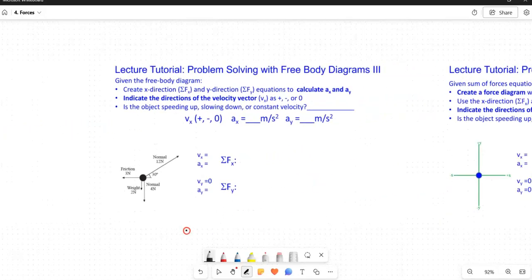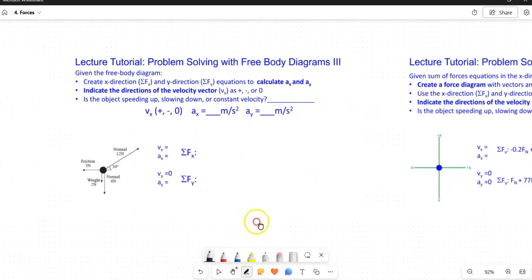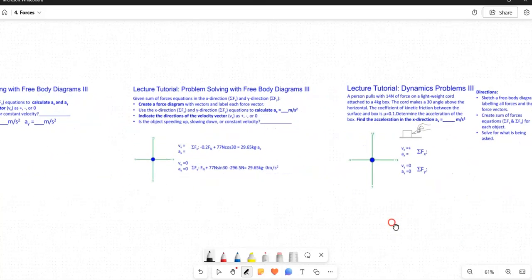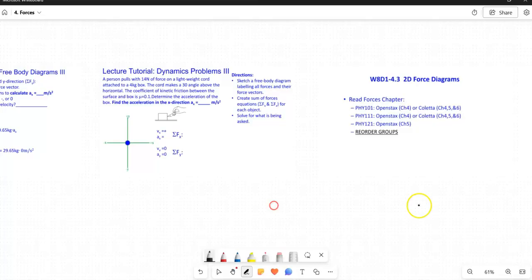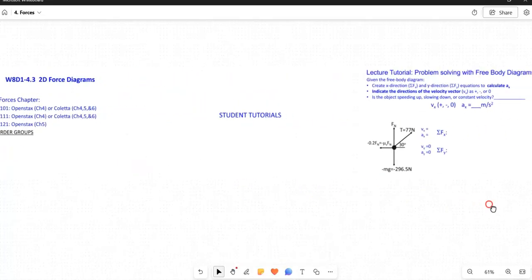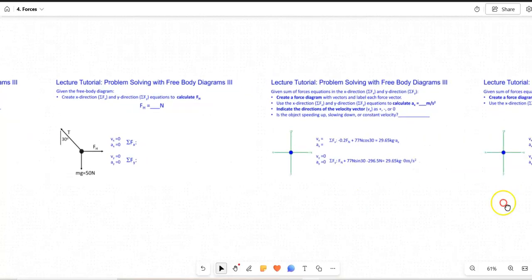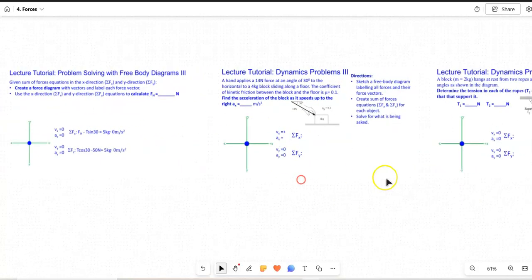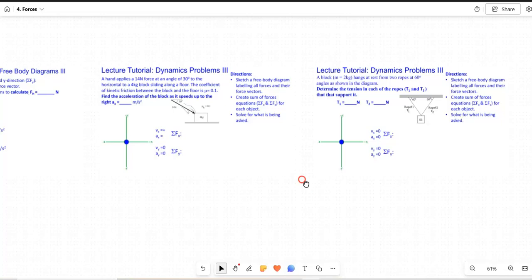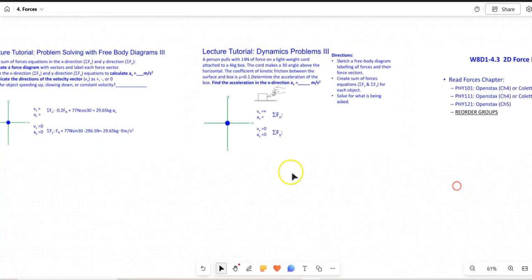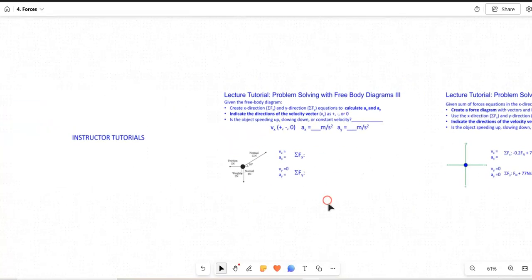So let's start off with tutorials. Now, we're going to do three types of tutorials. And then you are going to do the other tutorials which have more information. These are designed to help you get really strong at force diagrams. So let's go ahead and start.